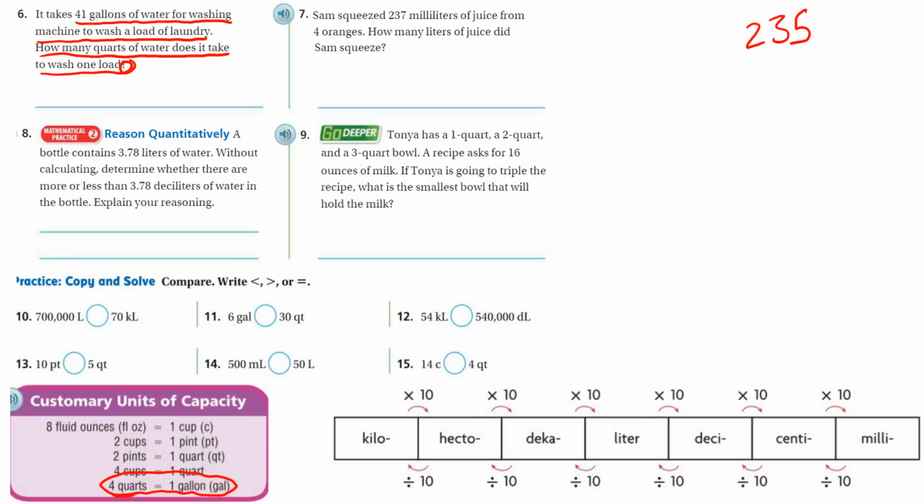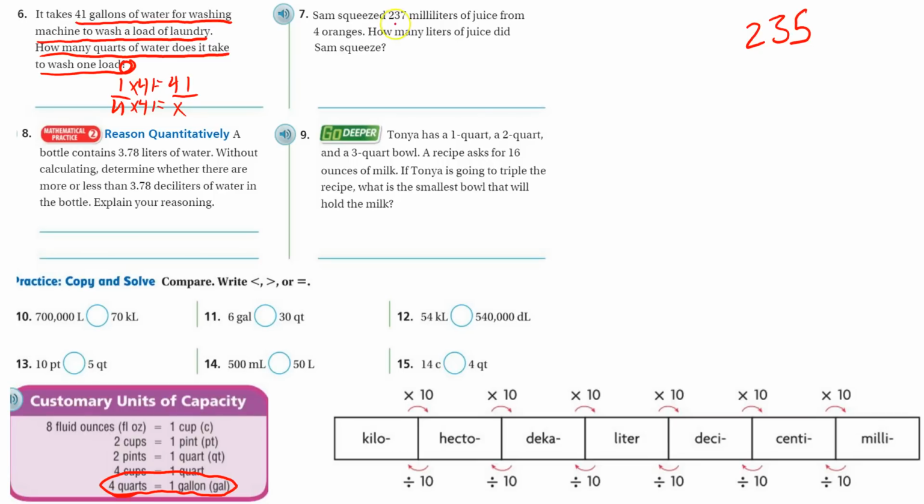So we have 41 gallons. Our conversion rate is 1 gallon to 4 quarts. And we have 41 gallons, and how many quarts? So we have to multiply the bottom by 41, and that's going to tell you how many quarts you have. I'll let you go ahead and finish that math to get your answer there.